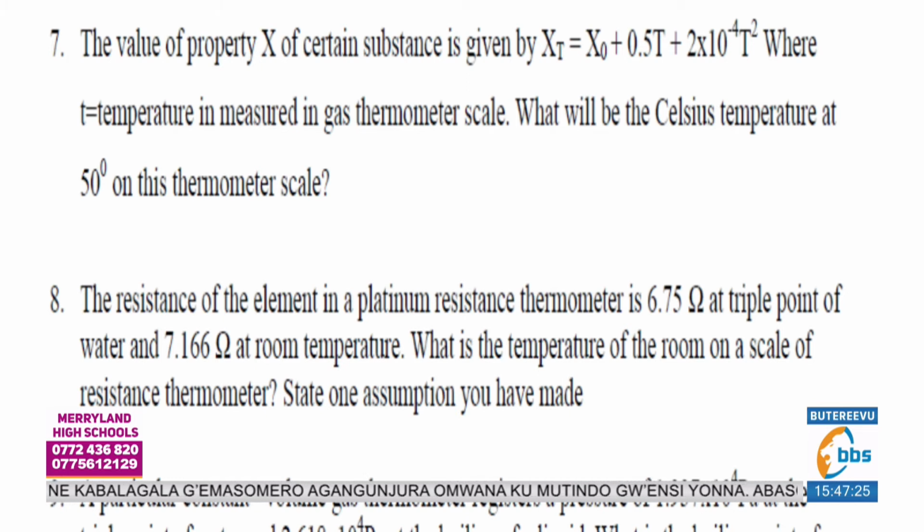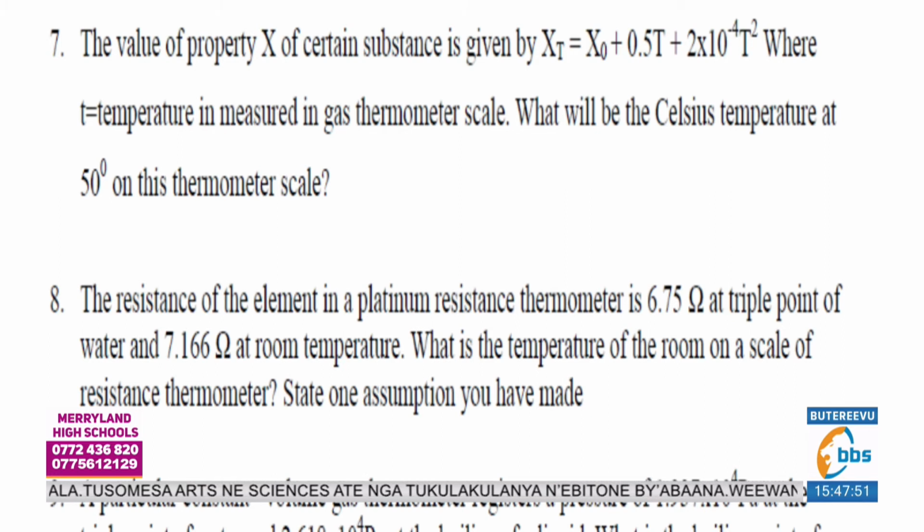So, I'm saying that when you go to T equals 0 degrees, you're going to discover that X naught will be X naught. That is if we go by the mathematics rule of substituting for T equal to 0. We're going to remain with X naught because the other ones will disappear. Any number times 0 is 0.